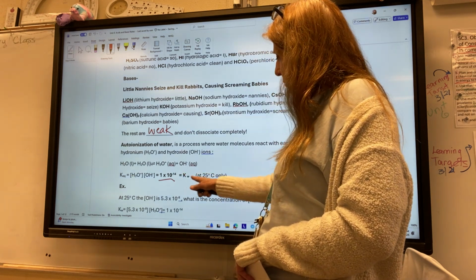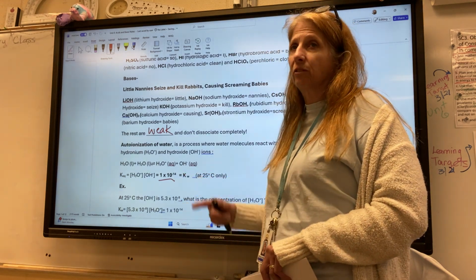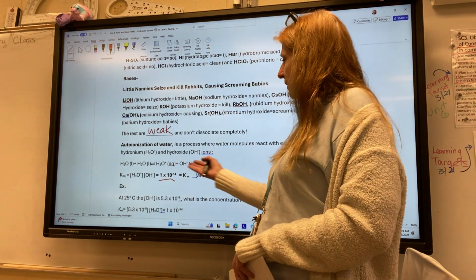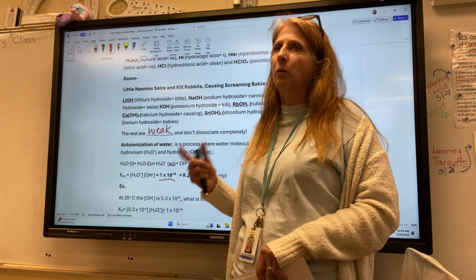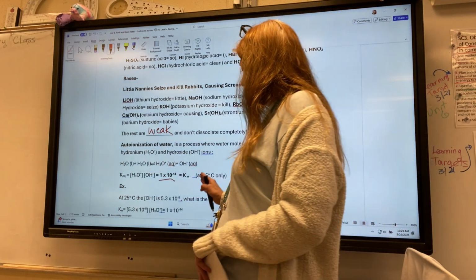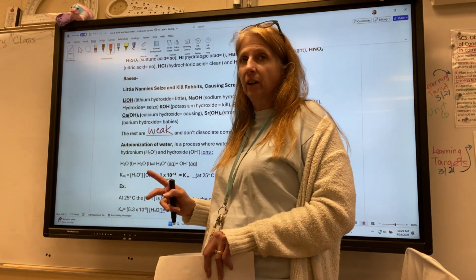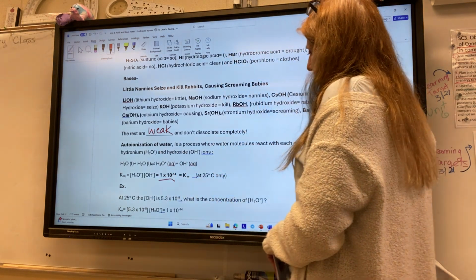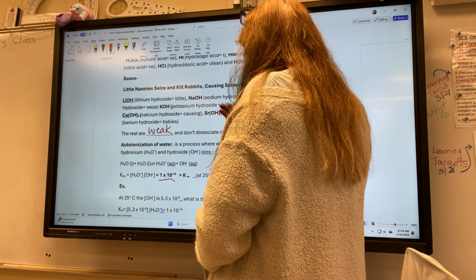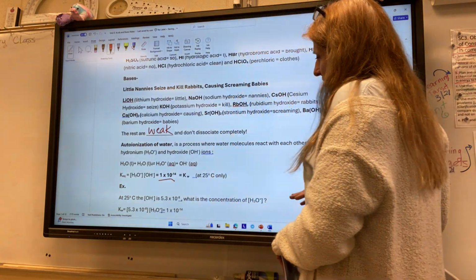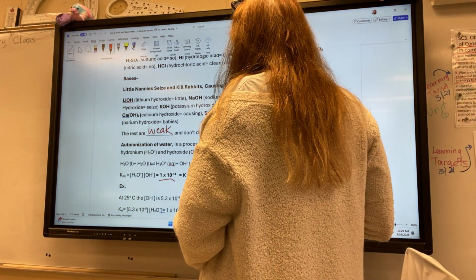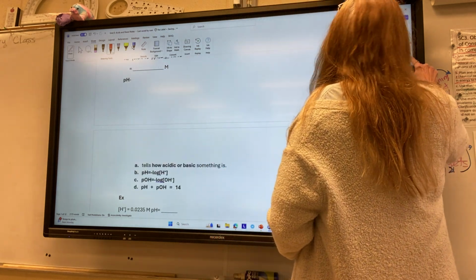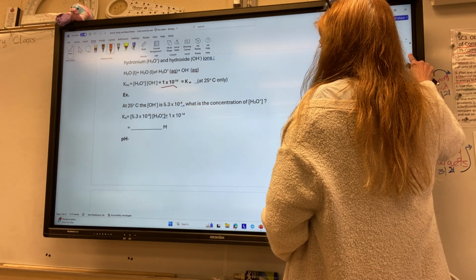This is the KW only at 25 degrees Celsius, room temperature, because you remember Ks are always determined by temperature. It always gives us a temperature and we ignore it because it's not any of our math that we're doing for these. Okay, so here's an example problem. At 25 degrees Celsius, we don't care. The hydroxide ion concentration is 5.3 times 10 to the negative 8. What is the concentration of the hydronium ion?